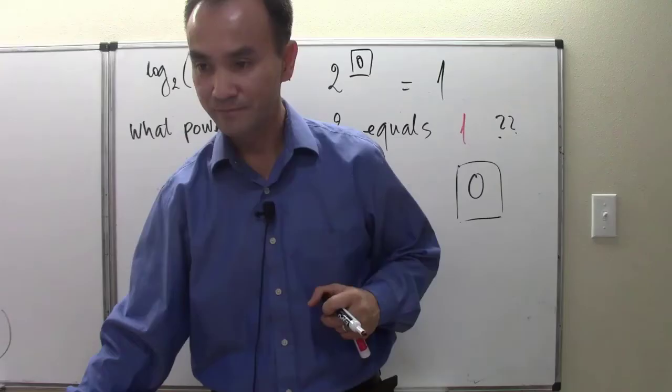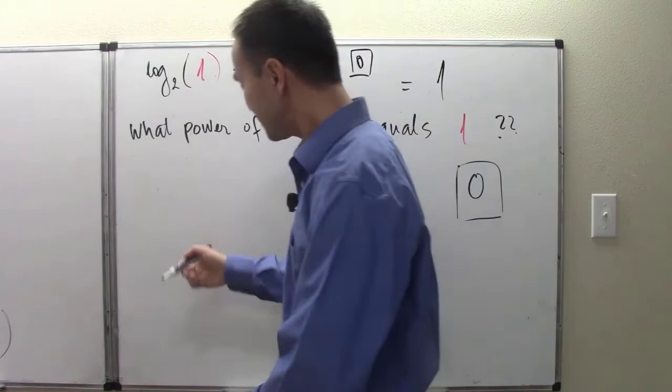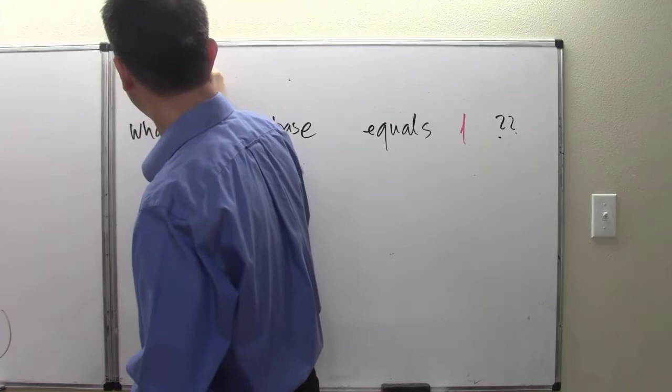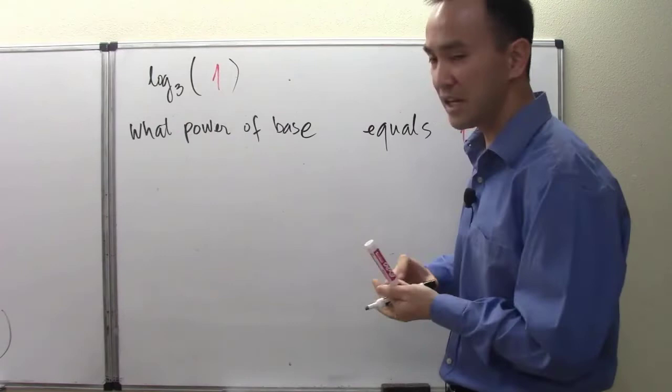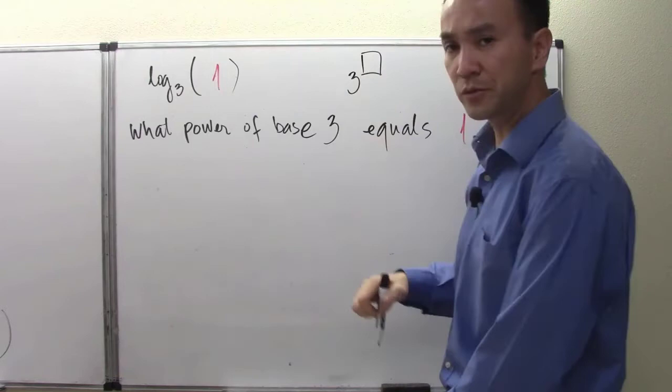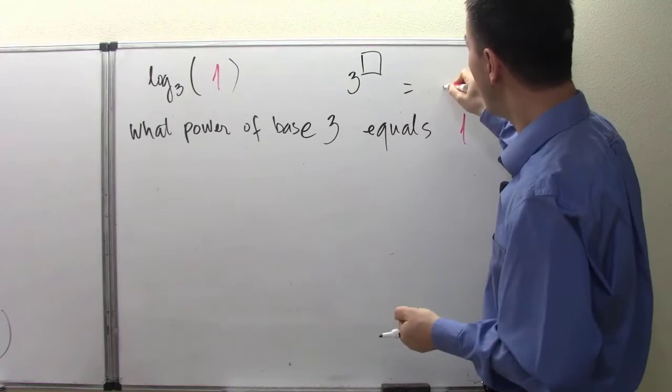All right, so for the next one. The next one on my list was log base 3 of 1. All right. And so now that means, as far as this question, what power of base 3 can equal 1? We're setting up that picture: 3 to an unknown power that's desired to equal 1. Okay, what power of 3 equals 1?